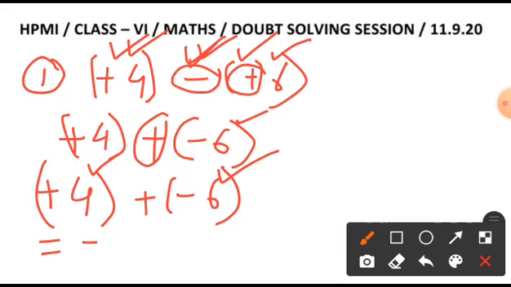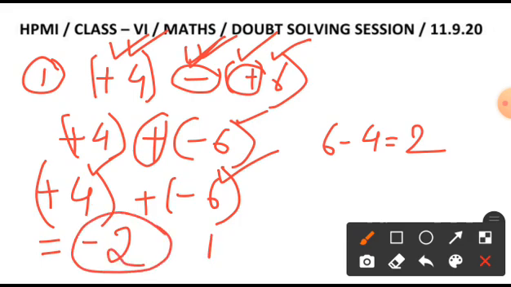Next what we do? We take the difference of their absolute values. That means we simply subtract 4 from 6. So 6 minus 4, that is 2. So you are getting minus 2 as your answer. I hope that you understood the method. In these types of sum, where you will have to add the numbers using the concept of opposite number, keep the first number as it is, only you are going to change the second number, right?